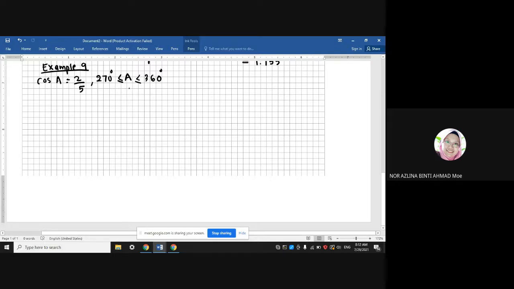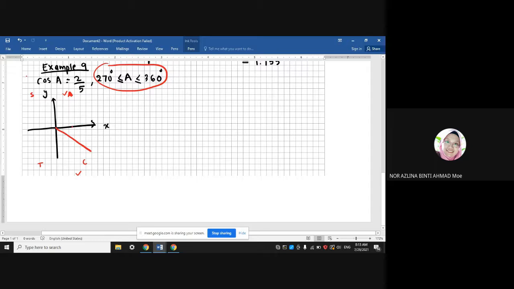Okay, apa-apa kita mesti tahu di mana position dia. Kalau kita lihat sini, cos A ini adalah positif. So cos positif, can be first quadrant and fourth quadrant. Boleh kuadran 1 dengan kuadran 4. Tapi dia beri syarat angle A between 270 until 360. Okay, jadi dia punya angle dia adalah pada kuadran 4.